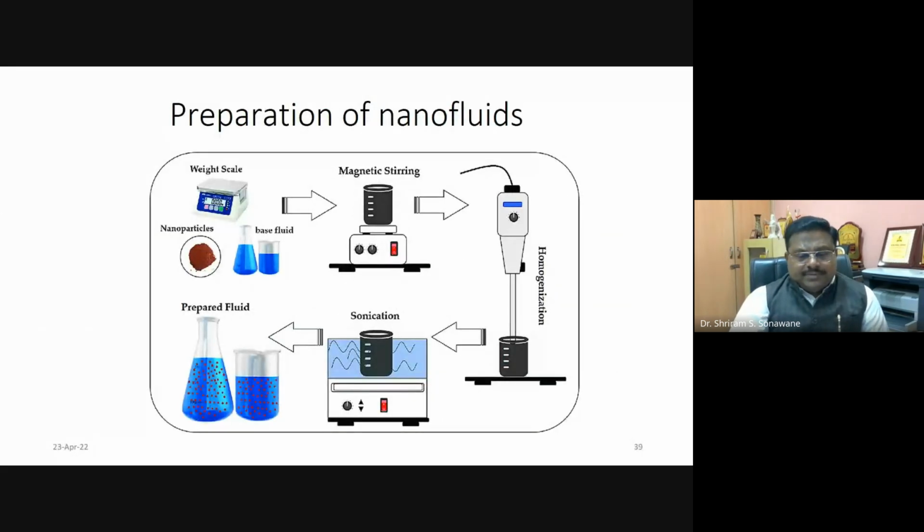As far as the preparation of nanofluids is concerned, it doesn't require very hi-fi technology. In the laboratory, we can use our glassware, beakers, a magnetic stirrer, or an ultrasound probe to make our nanofluids, right? So this doesn't involve much expenditure. This is a very simple technique. Okay, next slide.